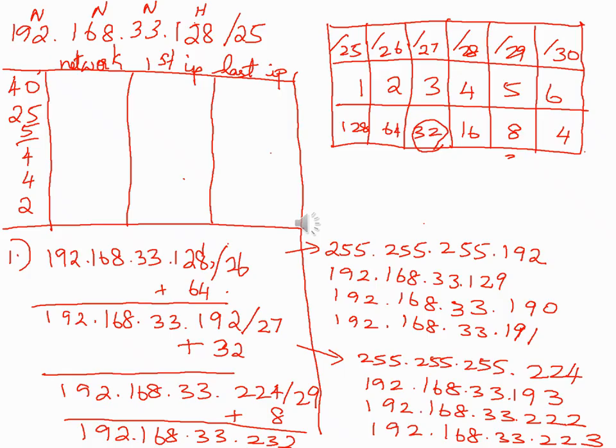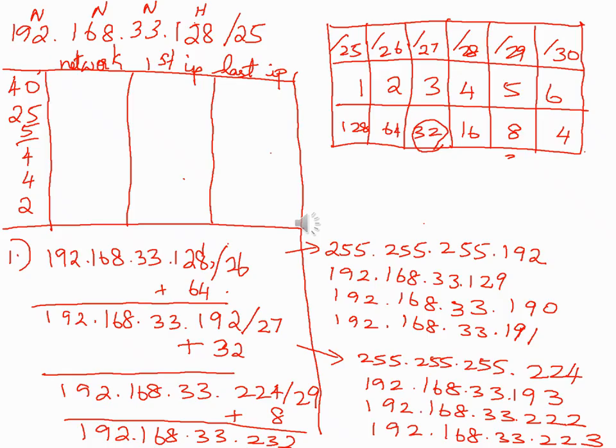So I need to get 25 host addresses. So here 16 is less. So obviously I have to borrow 3 bits. My new slash notation will be /27, and my block size will be 32. So you are writing /27, and we are adding 32 to 192. So which means now we'll get 192.168.33.224.